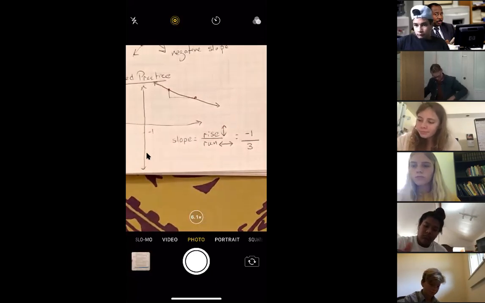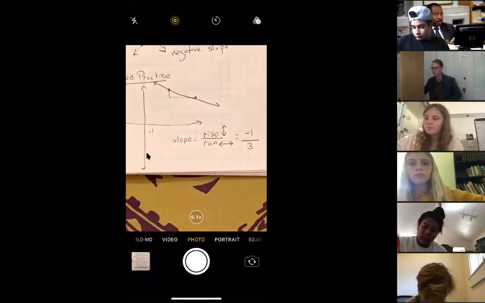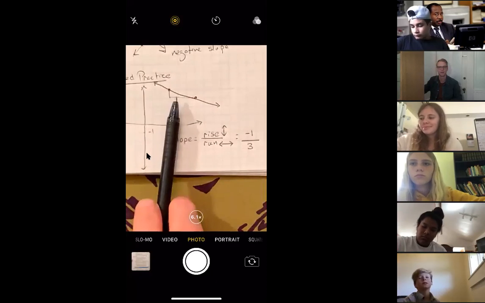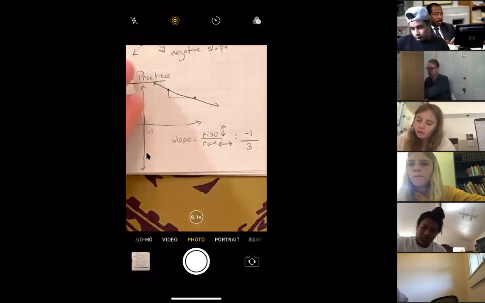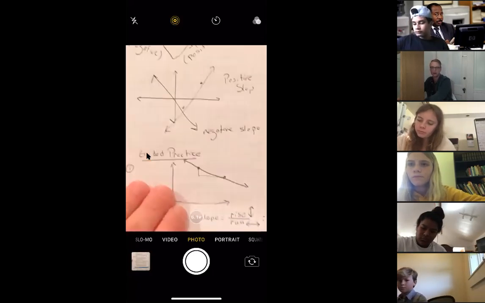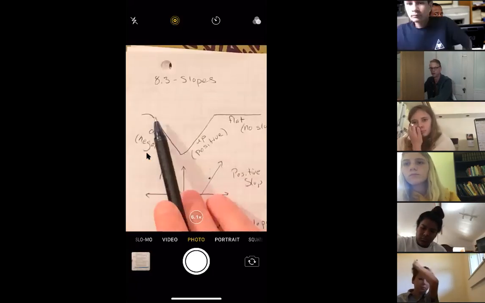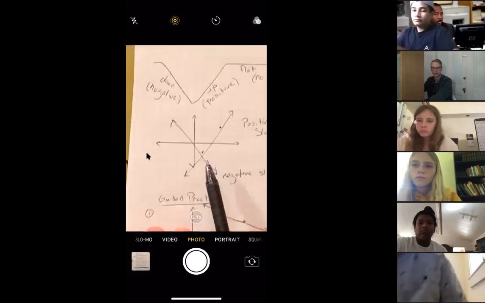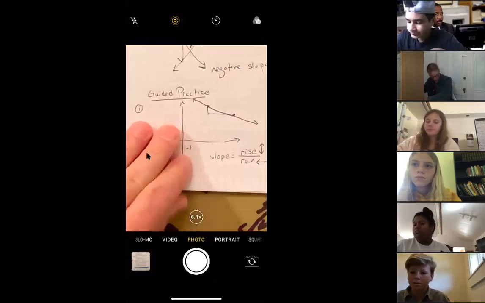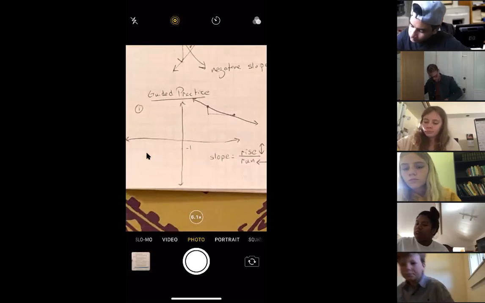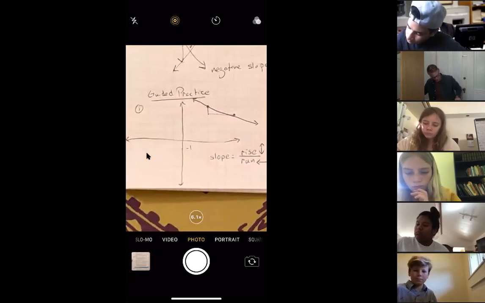Yeah? Great. Now, I also know it's a negative slope because look at the line. The line's going down, just like what we talked about up here. If you're on a mountain and you're going downhill, you're going negative. That's an example of a negative slope, and you saw a bunch of them as well. That's good. Guided practice 1. Let's take a look at guided practice 2.